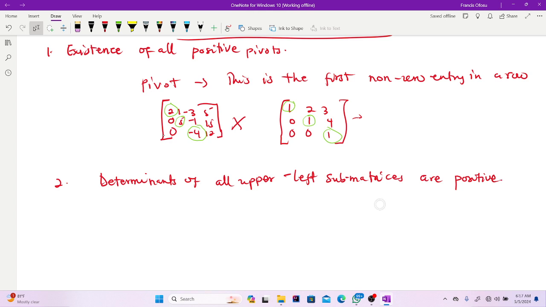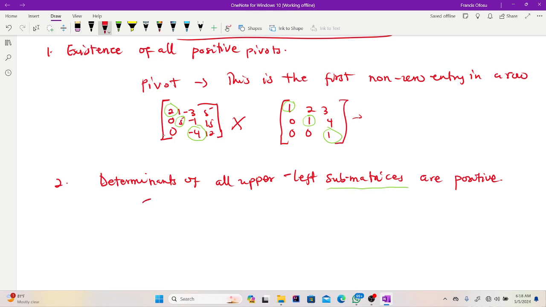So right now I have some new key terms here. I have the sub matrices here, then probably maybe upper left, but it's just an English word. So the second criteria is for you to identify the determinants of all the upper left sub matrices, and if they are positive, then you can say that our matrix is a positive definite matrix, right?